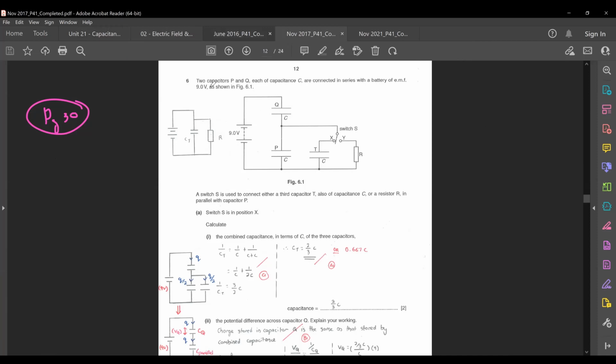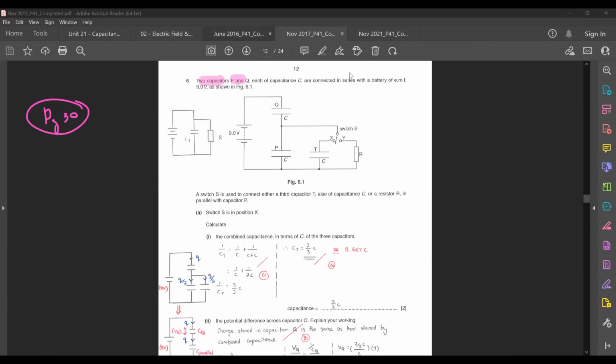Okay, so again, you have two capacitors, P and Q, each of capacitance C. They are connected in series with a battery of EMF 9 volts as shown. A switch S is used to connect a third capacitor T, also of capacitance C, or resistor R in parallel with capacitor P. So switch S is now in position X. Calculate the combined capacitance in terms of C for the three capacitors. So when your switch S is in position X, you are really over here, so when you consider your circuit, it should be this whole part that has been highlighted in orange here.